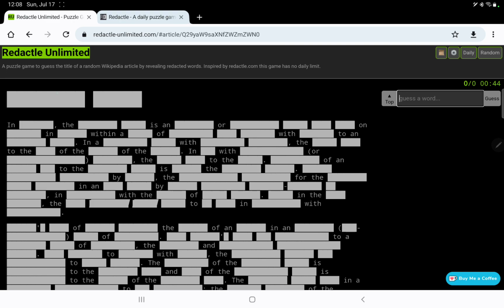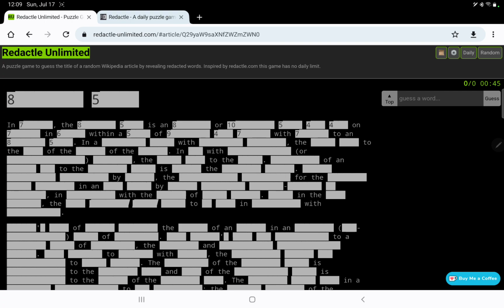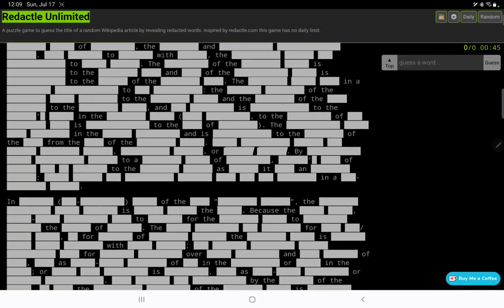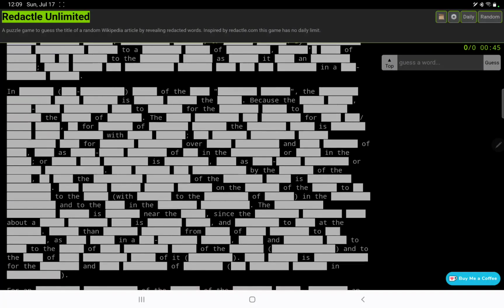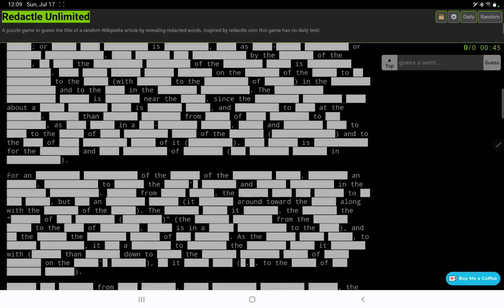This Wikipedia article has a title with two words. Goodness. I'm thinking science. Let's scroll down a bit, see if we see anything else that isn't redacted that might confirm that.